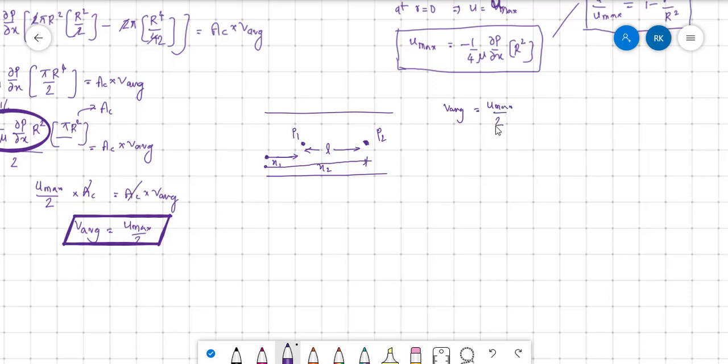So what is U max? Minus 1 by 4 mu dou P by dou X into R square, this is U max, which is equal to 2 into V average.